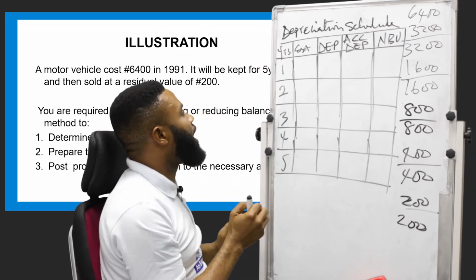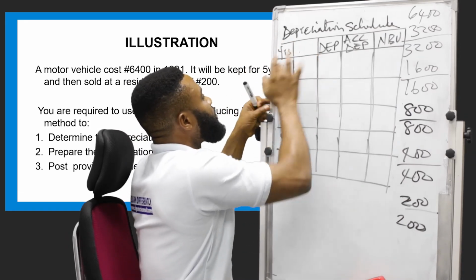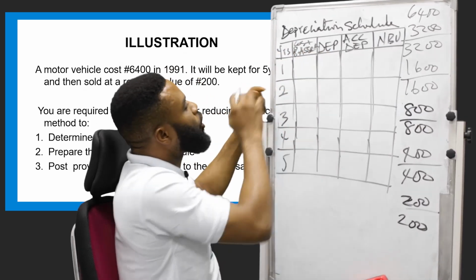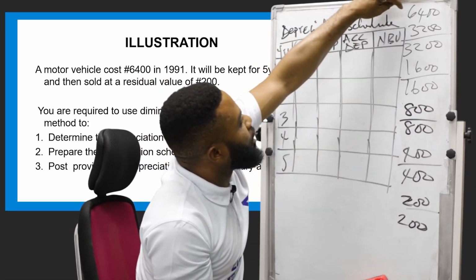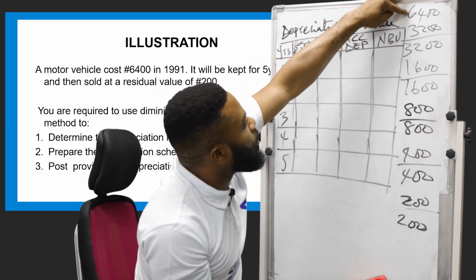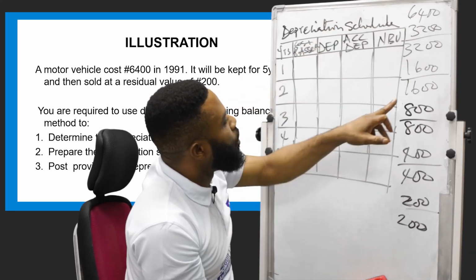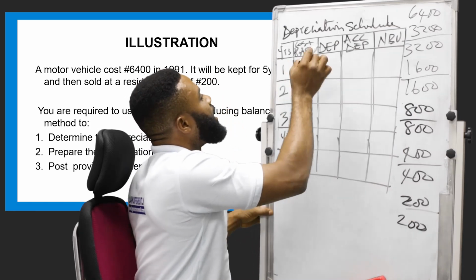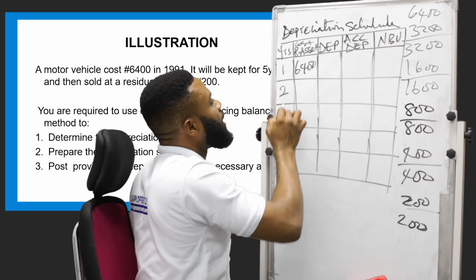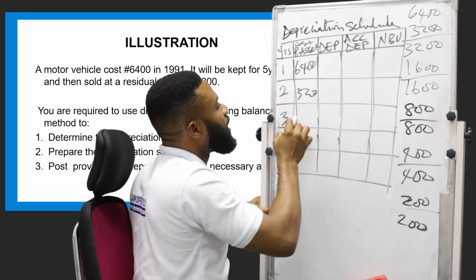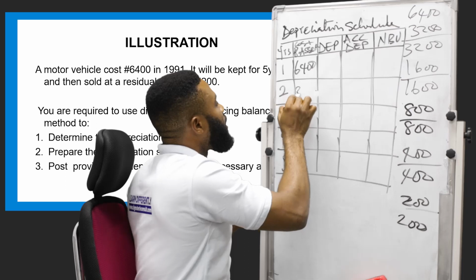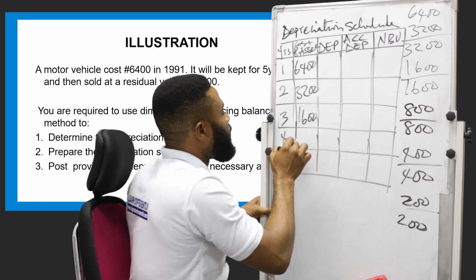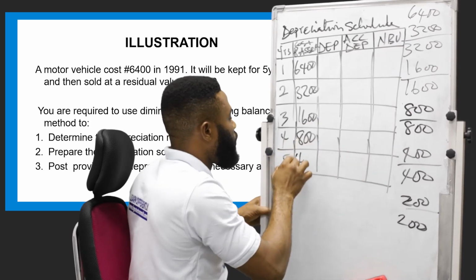Now, for the cost of asset, they are just 6,400, 3,200, 1,600, 800, 400. So you come here, the beginning, the cost is 6,400. The second one is 3,200. The third one is 1,600. The fourth one is 800. And the fifth one is what? 400.